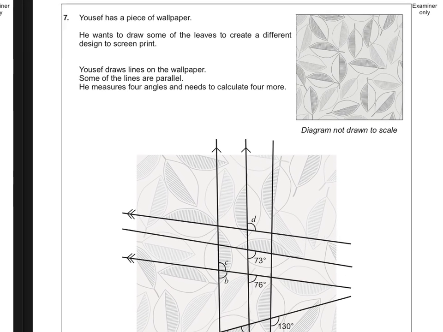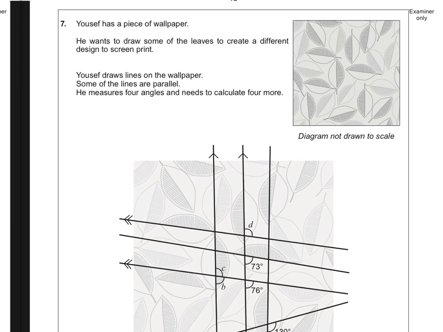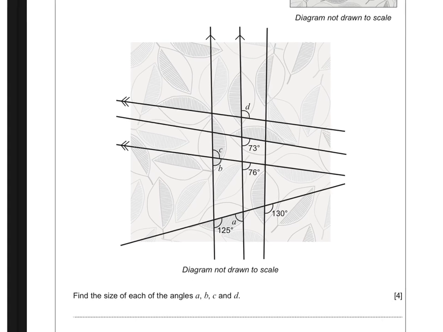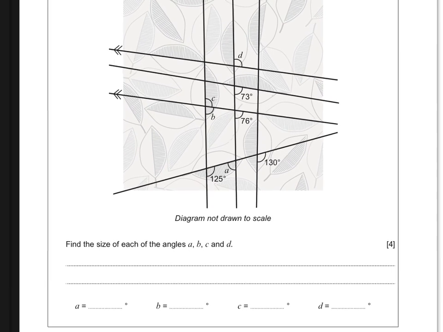Okay, for question 7, Yusuf has a piece of wallpaper. He wants to draw some leaves to create a different design to screen print. Yusuf draws lines on the wallpaper. Some of the lines are parallel, which tells us some of them aren't. And he measures 4 angles and needs to calculate 4 more. We need to find the size of angles A, B, C, and D.